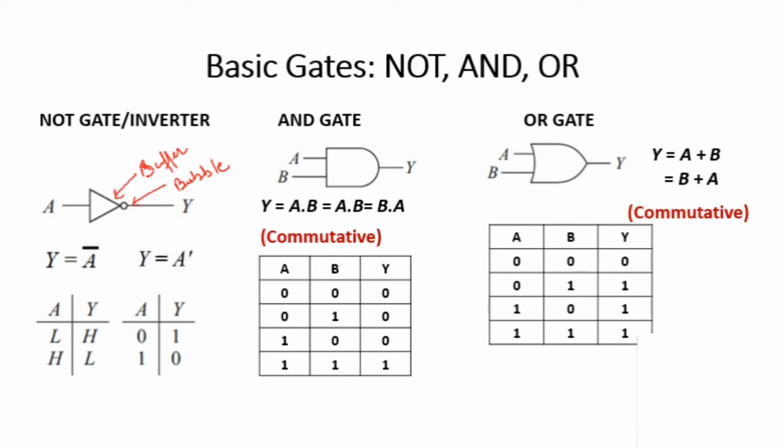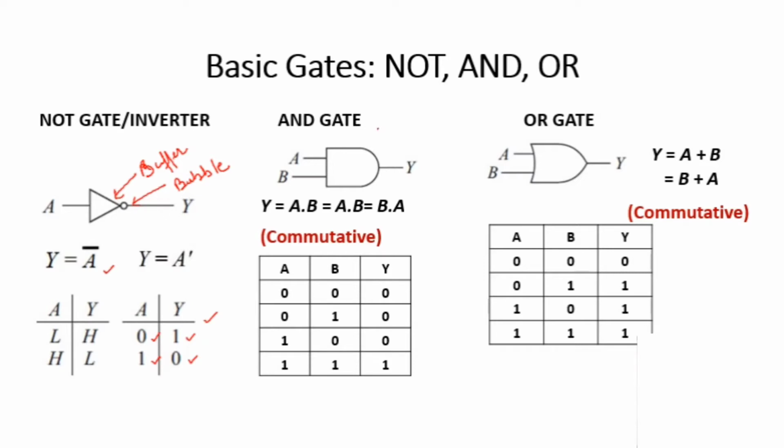Okay. So Y is equal to A bar is the expression for this NOT gate, and this is the truth table for this NOT gate, in which if I apply a 0 input, I will get the 1 output, and if I apply 1 input, I will get the output as 0. So this is the simplest of the gates, which has a single input, and the output obtained is the inversion of the applied input.